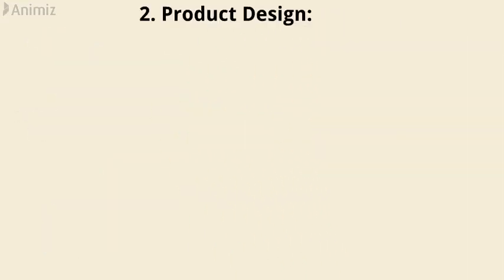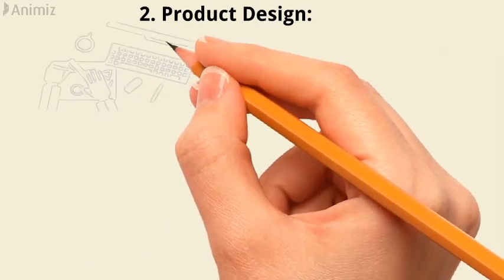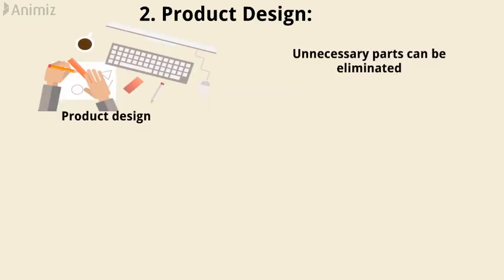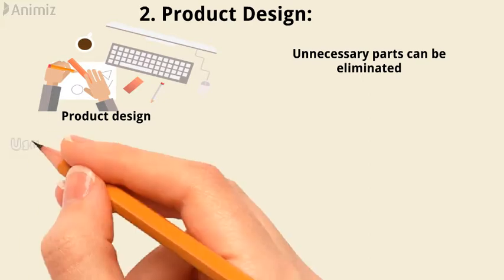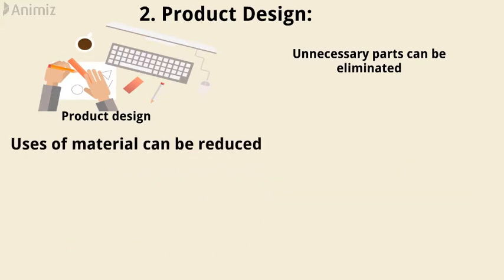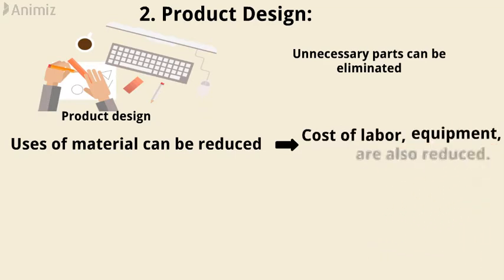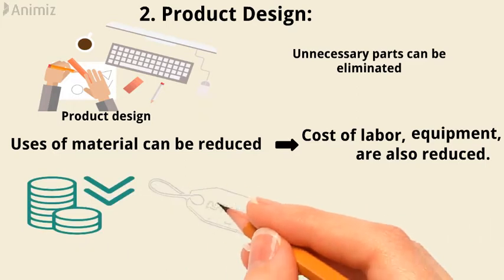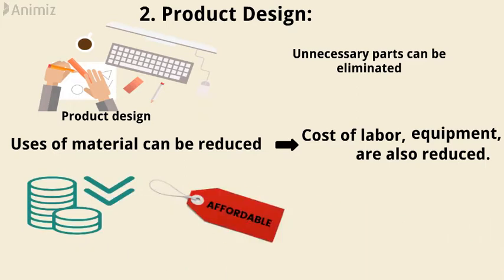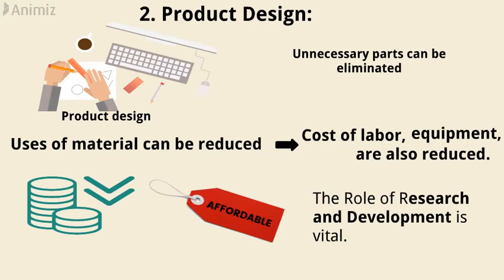2. Product design. Through better product design, unnecessary parts can be eliminated. By this way uses of material can be reduced. With that, cost of labor, equipment, etc. are also reduced. This will allow to lowering the price of the product and make it more affordable for the customers. The role of research and development is vital for effective product design. If you want to know more about product design, I will provide the video in description and I button.